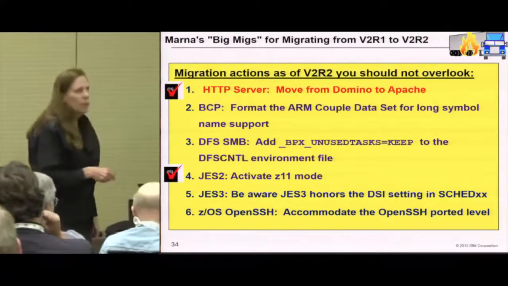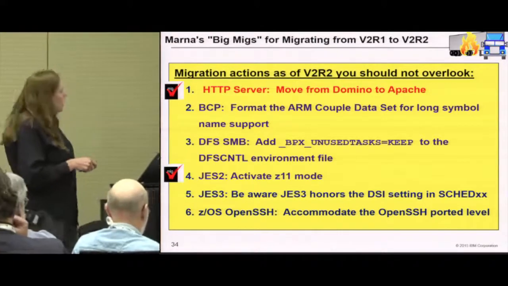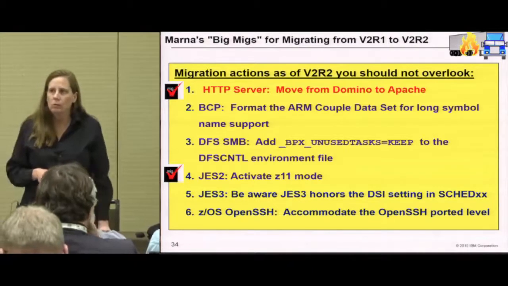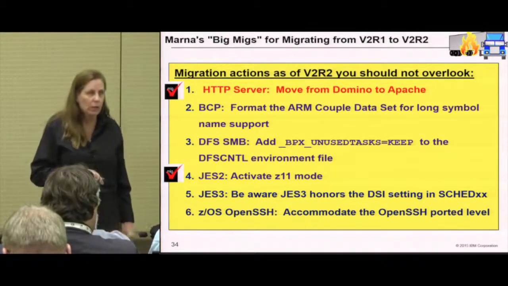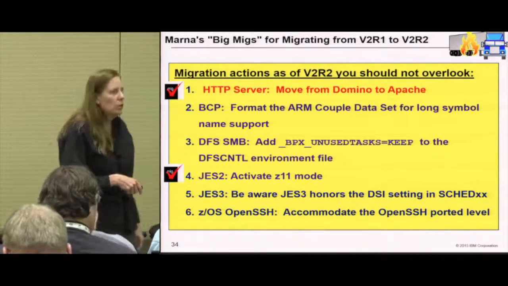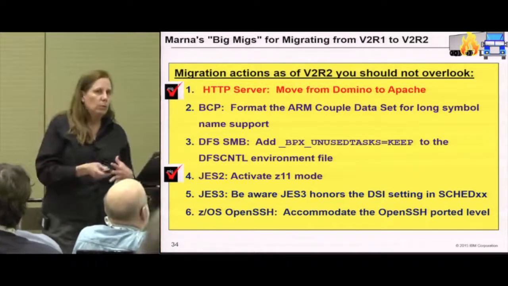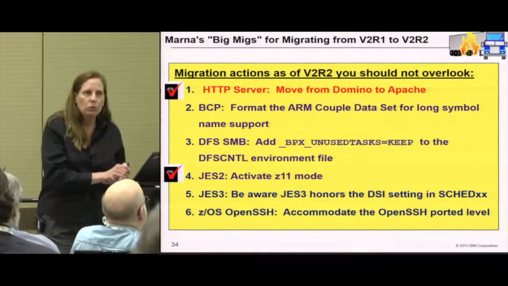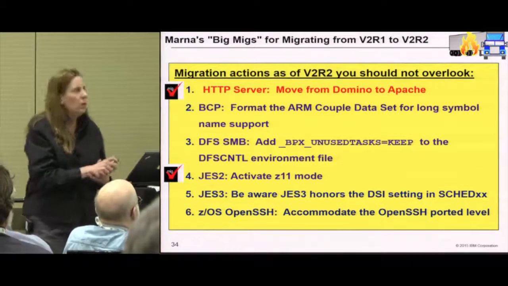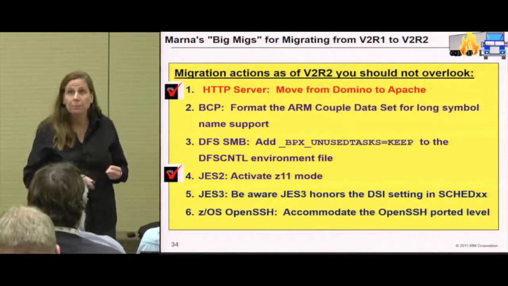Okay, number 4, it looked like a lot of people here had already moved up to Z11 mode, and so that's good. The next one was JES3, just being aware that we're going to use the setting that is specified now. We're not going to ignore it anymore. And then OpenSSH changed that ported tools level, with the biggest one being the dev random, needing crypto. But the comment, of course, was an excellent comment that accommodate that one now by using ported tools. We have checks for number 1 and number 4 as well to help.